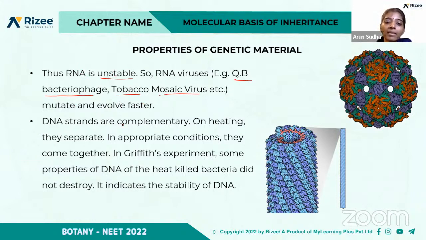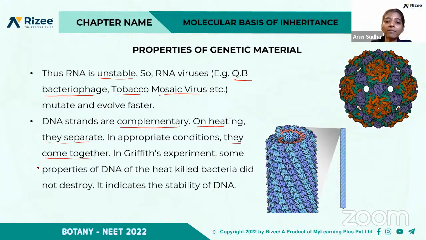The DNA strands are complementary. So if you take the stability of the DNA here, you can find the complementary strands, right? On heating, they separate. When the DNA strands are exposed to high temperature, they separate. But in appropriate conditions, they come together.